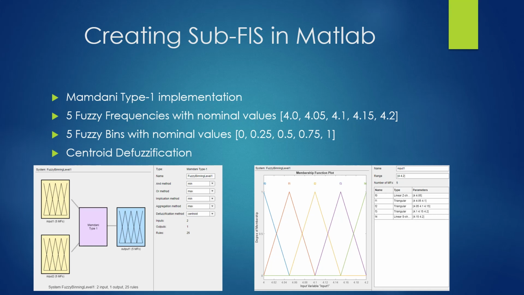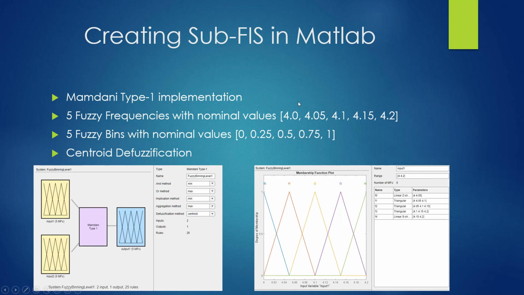So the first step in the implementation for simulation was to actually create each of the 2 input, 1 output fuzzy systems in MATLAB. And to implement this, I used the Mamdani Type 1 implementation. Since the range of these processors was 4 to 4.2 gigahertz, I selected my 5 fuzzy frequency values to be 4, 4.05, 4.1, 4.15, and 4.2. You'll note that in this example, these frequencies are evenly distributed across the range, but it's not actually required for that to be the case when going back and tuning this binning process if it was actually being used.